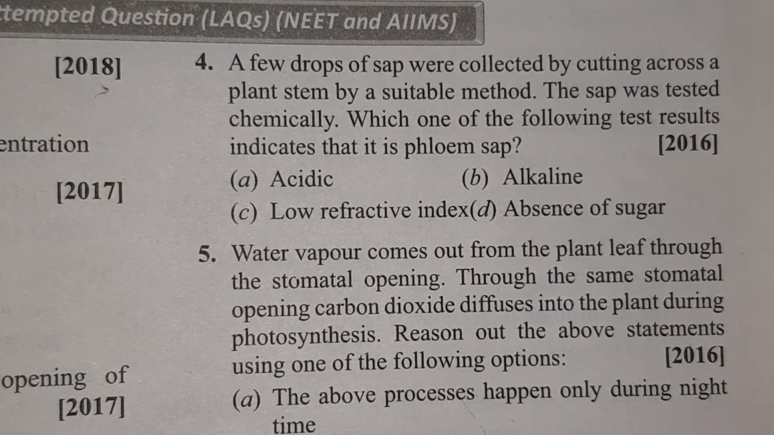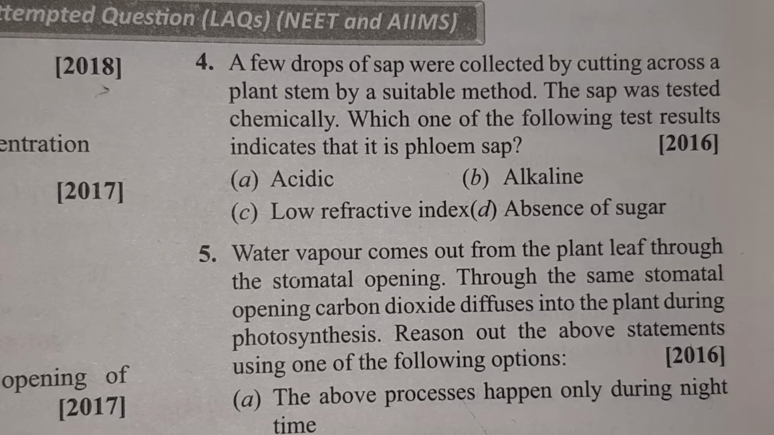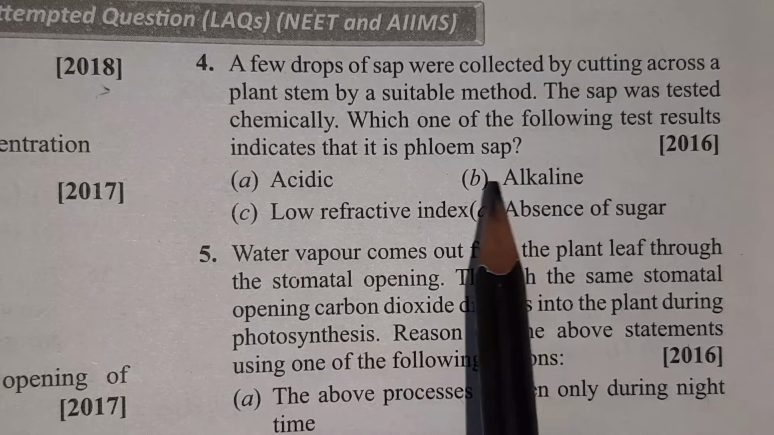Next we have NEET 2016. A few drops of sap were collected by cutting across a plant stem by a suitable method. The sap was tested chemically. Which one of the following test results indicate that it is phloem sap? A. Acidic, B. Alkaline, C. Low radioactive index, or D. Absence of sugar. This is a bit confusing. Take your time. The answer for this is B.